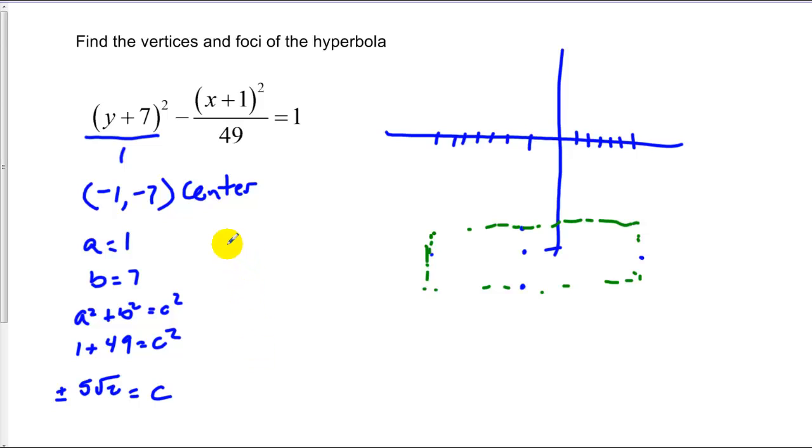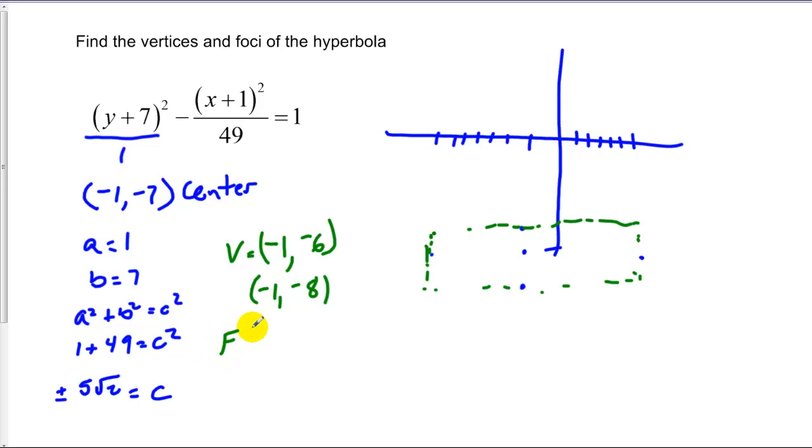So V, in this case, will equal the center point, which is -1. And then I move up and down a total of 1 to get to my two vertices. So in this case, instead of -7, we'll have -6 and we'll have -1, -8.